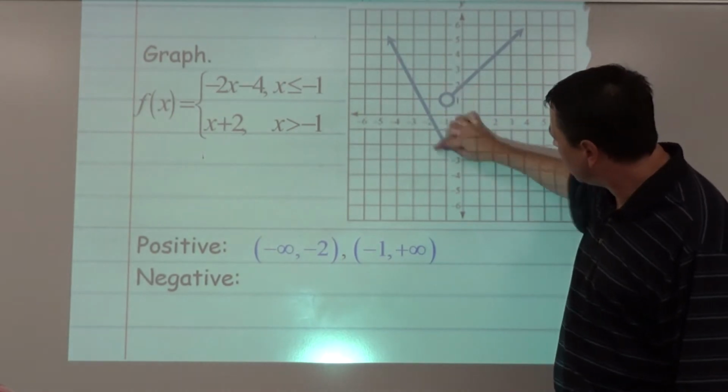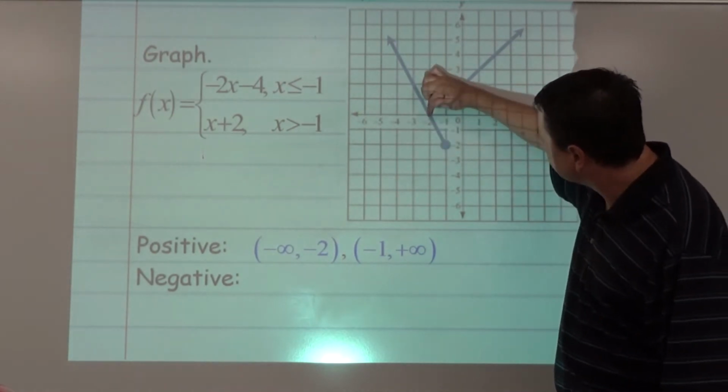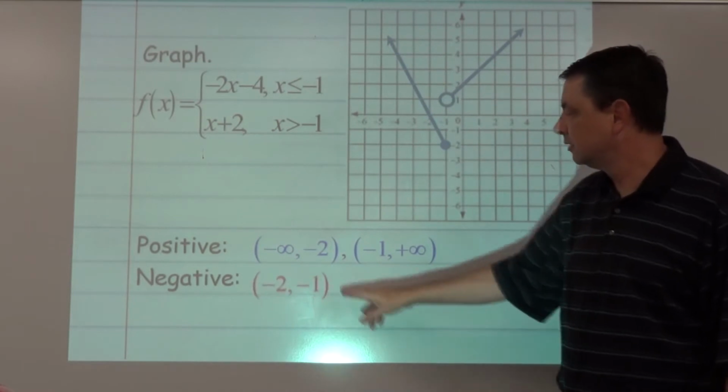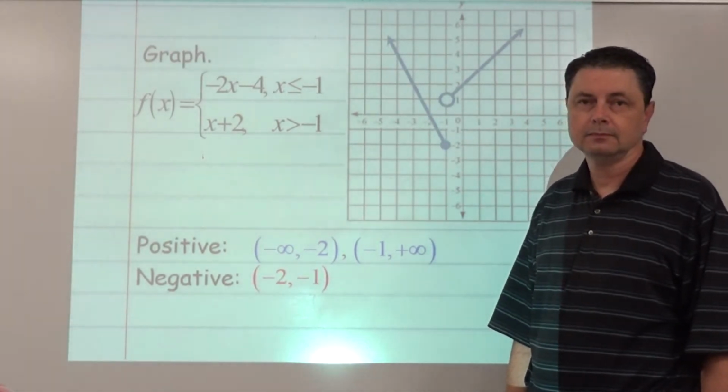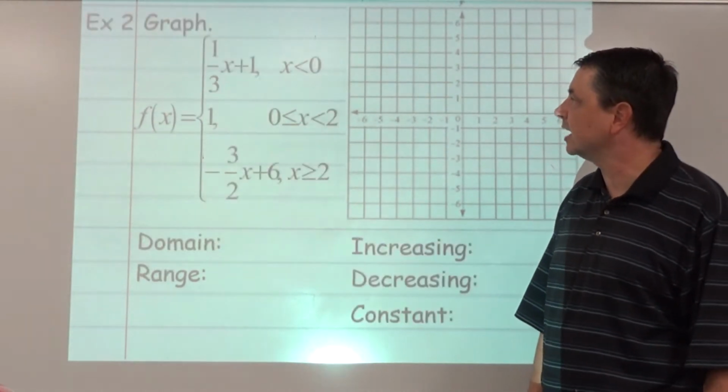Where are we below? Only this section right here, from there to there. Negative 2 to negative 1. All right, let's look at example number 2.